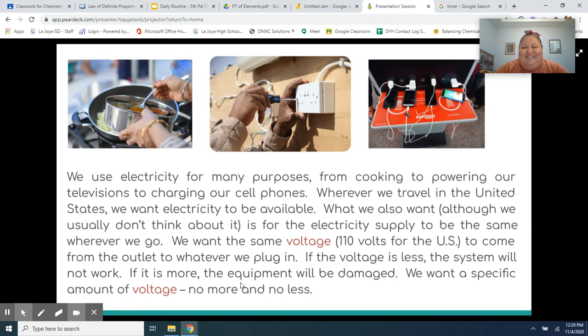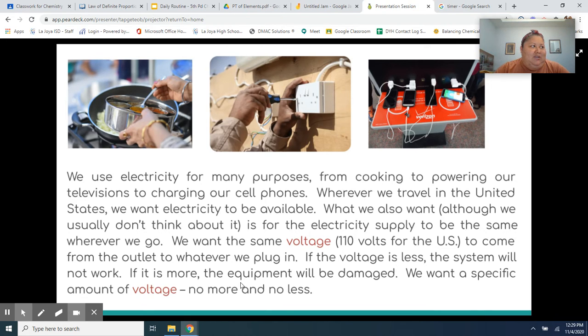We use electricity for many purposes, from cooking to powering our television to charging our cell phones. Wherever we travel in the United States, we want electricity to be available, but we also want, although we usually don't think about it, the electricity supply to be the same wherever we go. We want the same voltage, 110 volts in the US, to come from the outlets to whatever we plug in. If the voltage is less, the system will not work. If it is more, the equipment will be damaged. We want the specific amount of voltage, no more and no less.